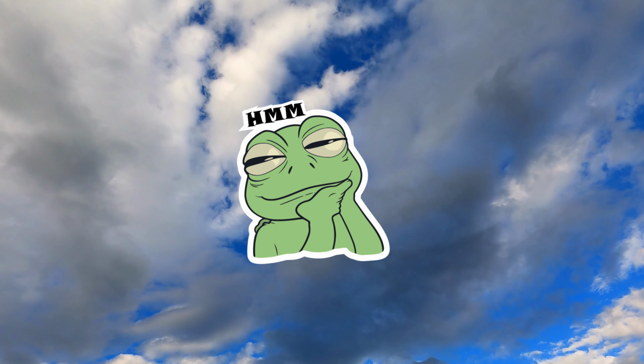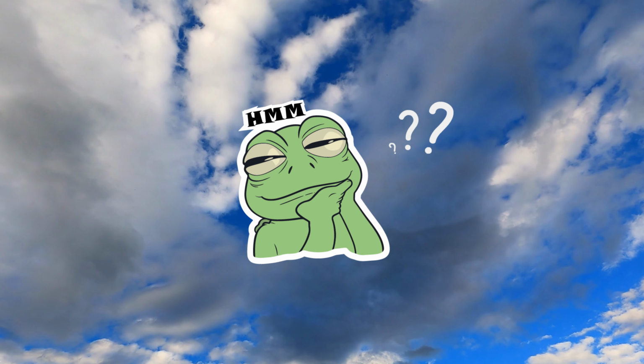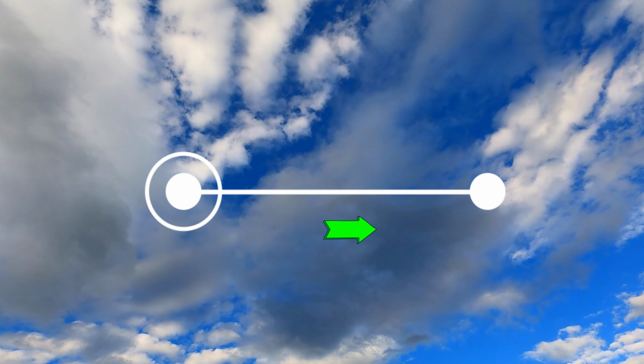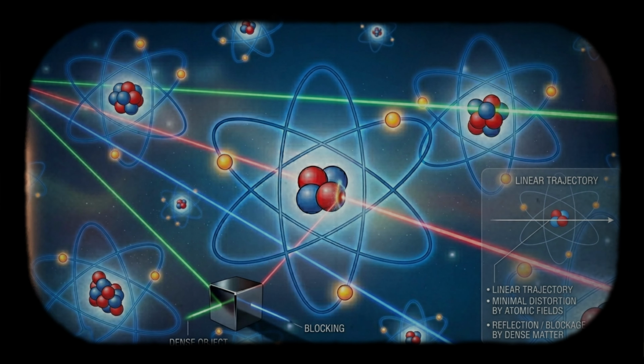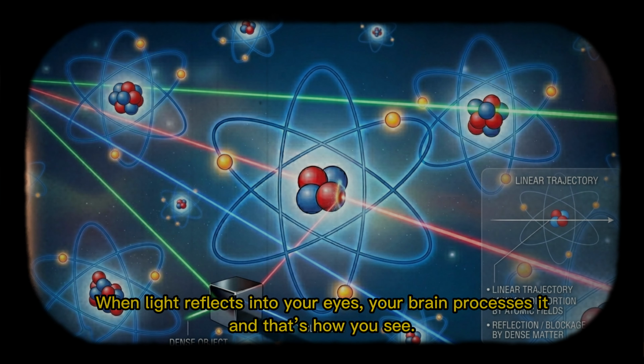Now let's answer the main question. We see things because of light. Light travels in straight lines. When it hits an object, it can reflect, be absorbed, or scatter. When light reflects into your eyes, your brain processes it, and that's how you see.